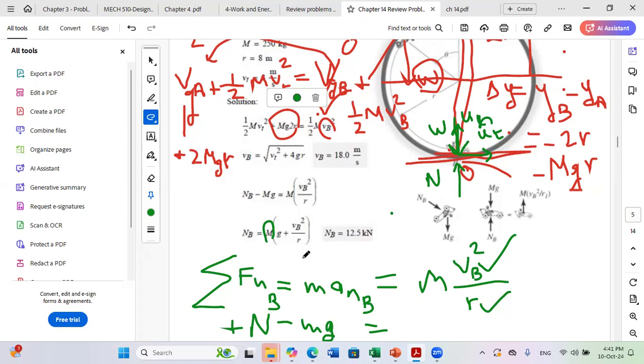Doctor, in this exercise, we were able to use the work and energy conservation because we only had to care about the weight. Yes, because the normal is not doing any work. So whenever the forces doing work are conservative, you can apply conservation of mechanical energy. Okay, I'm saying that you can do this because the normal is not doing any work, so the only force doing work is the weight. And the weight is a conservative force.